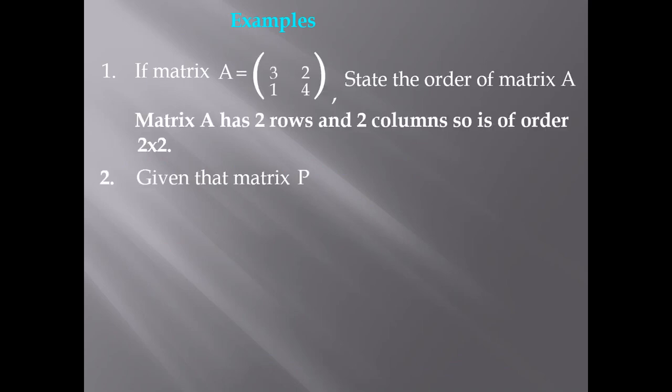So example 1, we have matrix A, and then our question is, if matrix A equals 3, 2, 1, 4, state the order of matrix A. So I want to state the order of this matrix. If I want to state the order of this matrix, I must find out how many rows are in this matrix. So this is first row, second row. So this matrix has 2 rows.